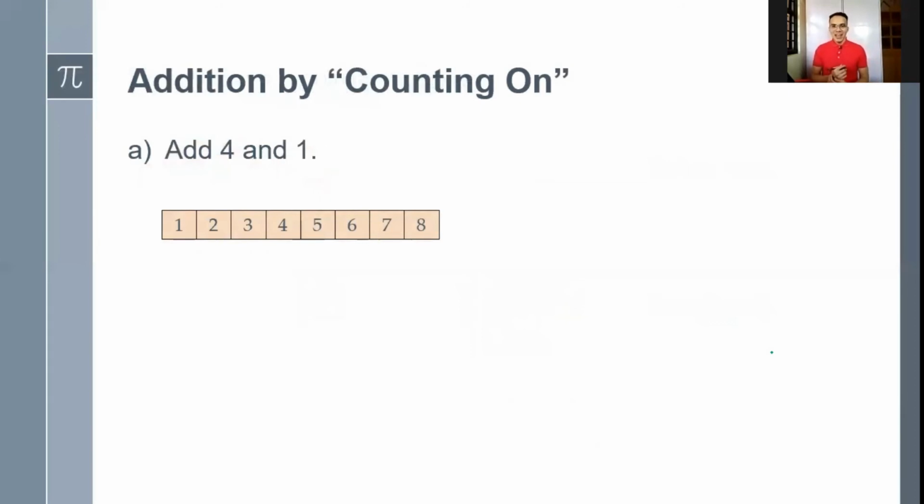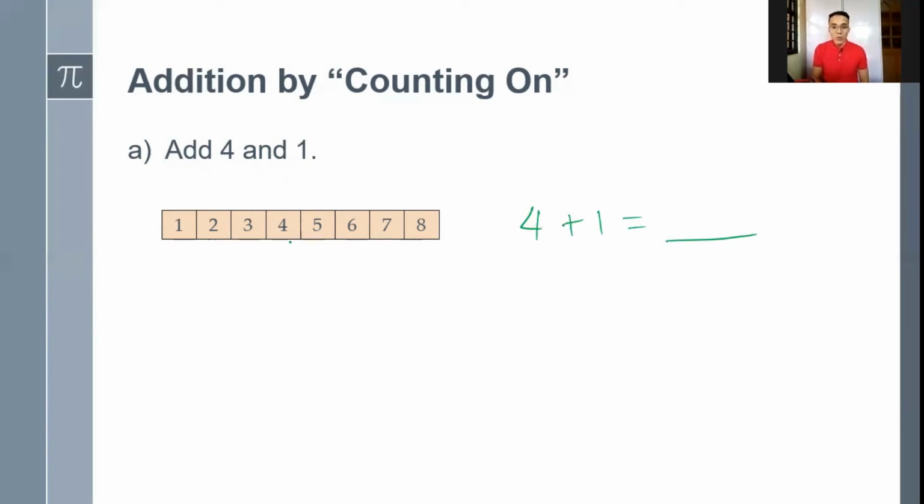Next, let's have addition by counting on. You can use the counting on method using your brain or using the number tape, as you can see here. Okay, so letter A, we are going to add 4 and 1. How do we add 4 and 1 by counting on? We have here 4 plus 1 equals blank.